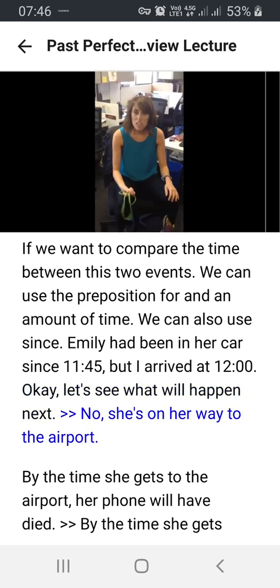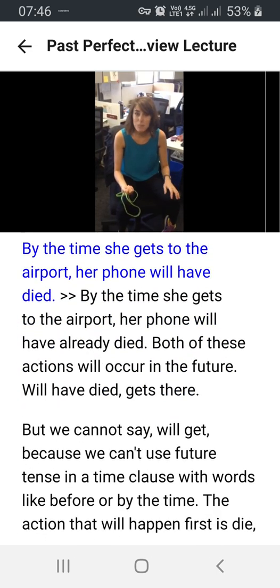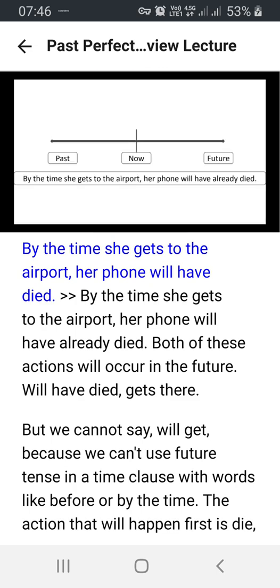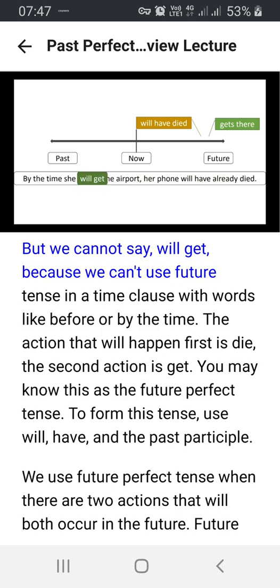Oh no, she's on her way to the airport. By the time she gets to the airport, her phone will have died. By the time she gets to the airport, her phone will have already died. Both of these actions will occur in the future. Will have died, gets there. But we cannot say will get, because we can't use future tense in a time clause with words like before or by the time. The action that will happen first is die. The second action is get.